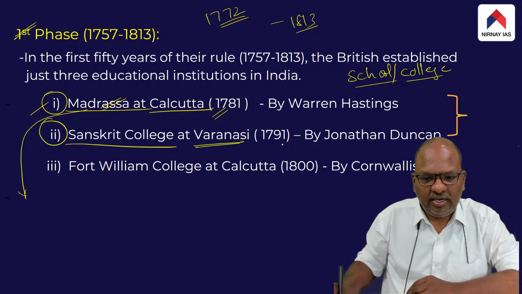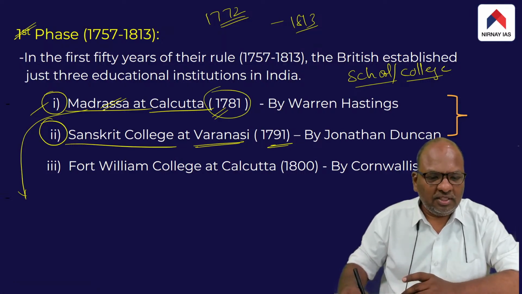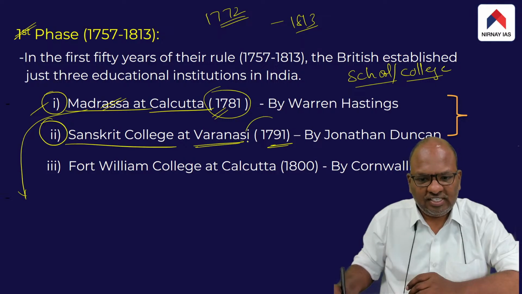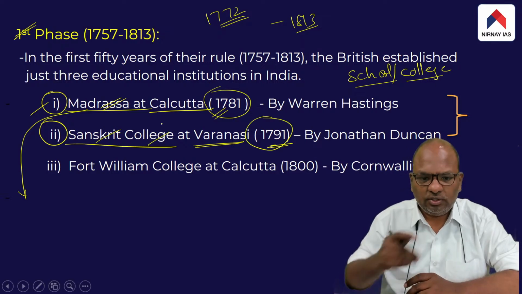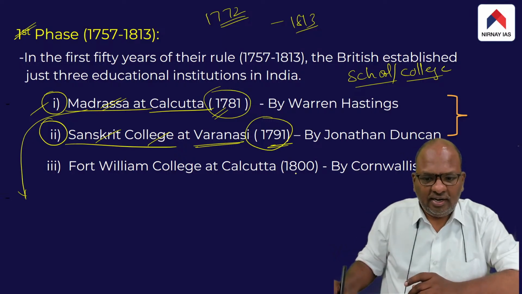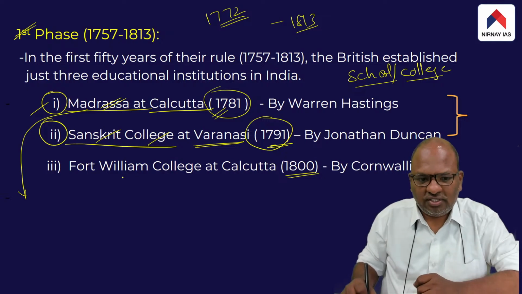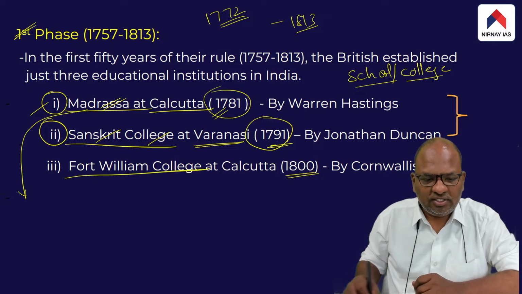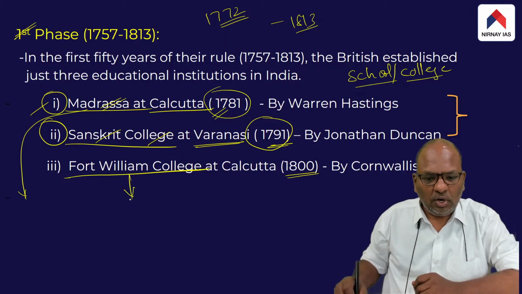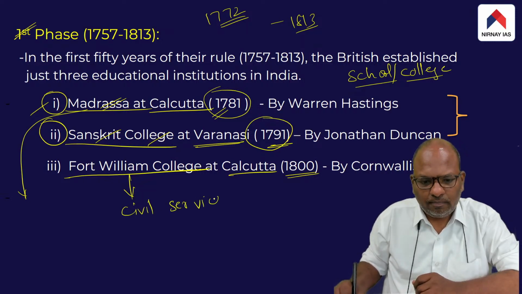at Varanasi in 1791. So in 1781, a madrasa was established by the British. In 1791, a Sanskrit college was established by the British at Varanasi. And in 1800, a civil services training college was established. The name of this college was the Fort William College. It was established at Calcutta. It is basically a civil service training institute.